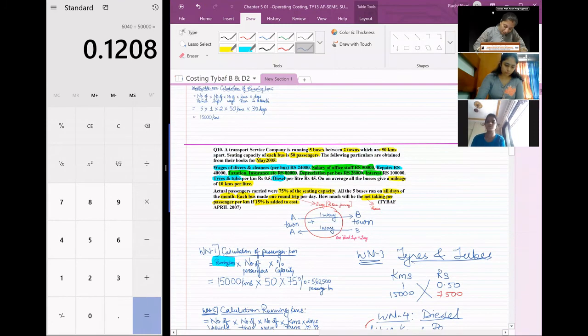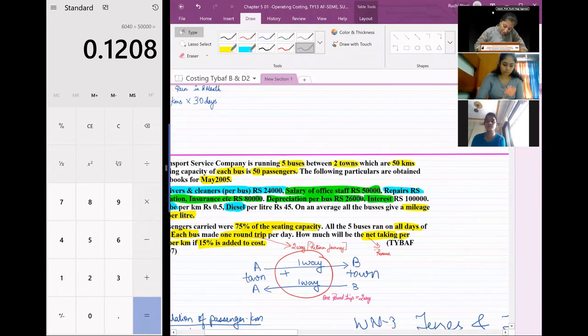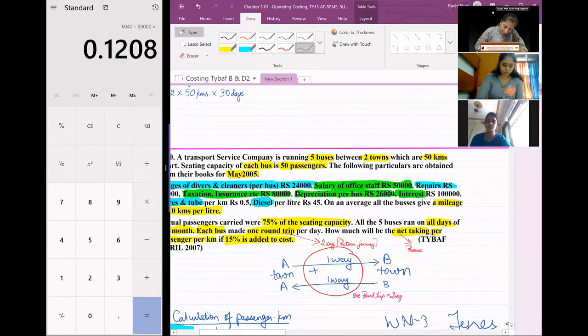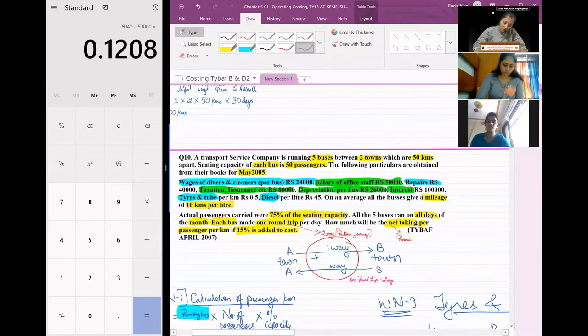These are the probable sums that we have done. Yeah, this one. So this is that question. A transport service company is running 5 buses between 2 towns. So number of vehicle is 5, which are 50 kilometers apart. So kilometer run is 50. Sitting capacity of each bus is 50 passengers. So number of passengers carried is 50. The following particulars are obtained for the month of May 2005. That means it is a monthly cost sheet.